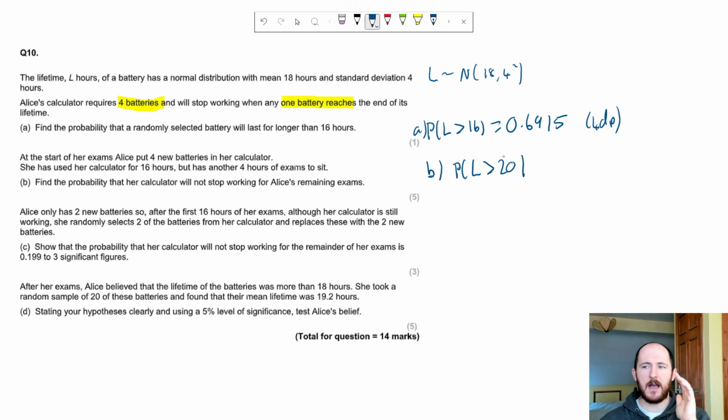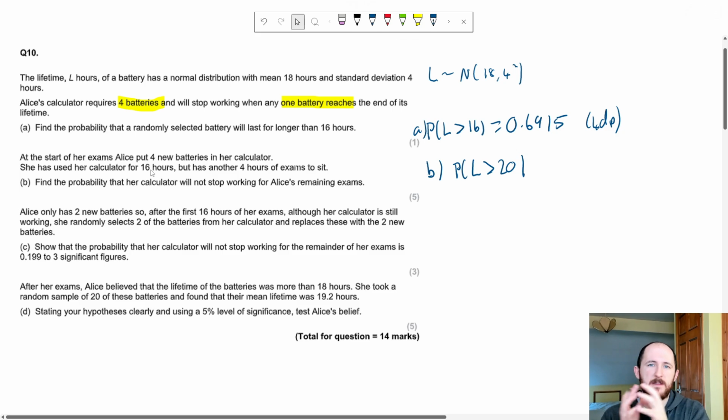Now, how do I know that it's conditional? Well, the first way is, I'm doing a bit of meta-analysis here, they've told me she's used it for 16 hours. That has to be relevant in some way. And if you look at part A, it says find the probability that the battery will last longer than 16 hours. So there's a bit of a mystery going on here. But the second reason is it's conditional because the longer that you use a battery, the greater the probability it will run out in any given hour.